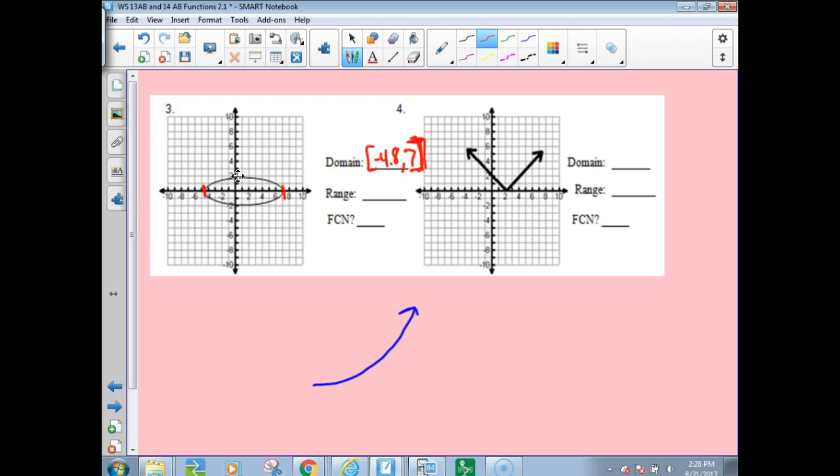So what's it doing vertically? It's going down to -2 and up to +2. And it's not a function. Circles are not functions. Or ovals.